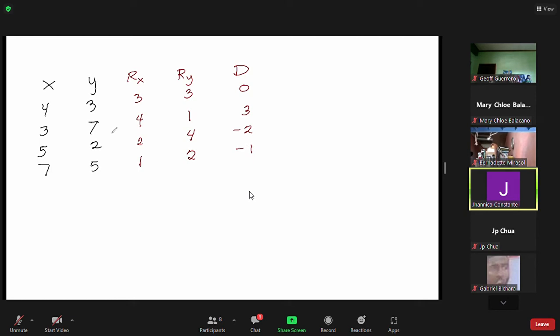After getting the differences between the ranks, square them. So 0 squared is still 0. 3 squared is equal to 9. Negative 2 squared is equal to 4. Negative 1 squared is equal to positive 1. Those are the squares of the differences between the ranks of x and y. Get the sum of the squared differences, and we have 14.